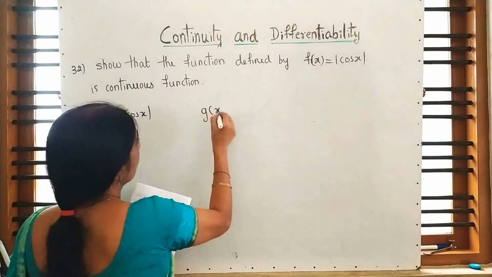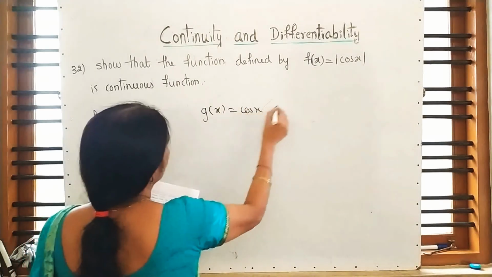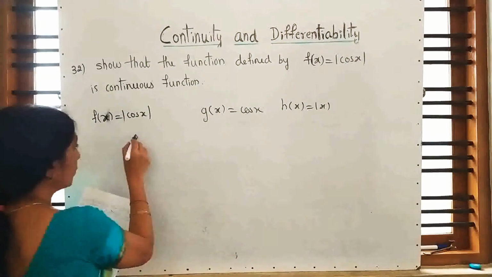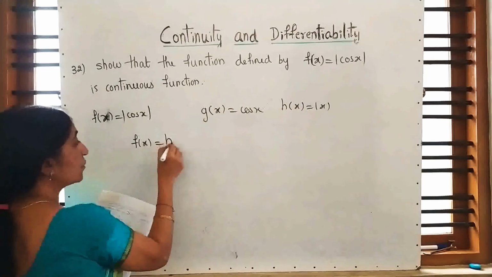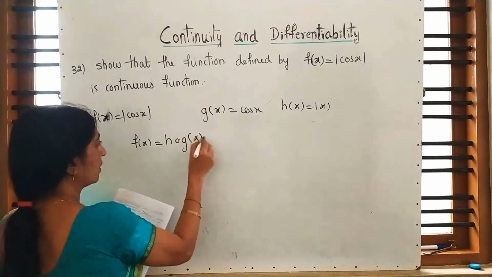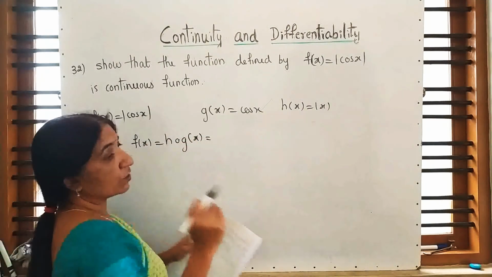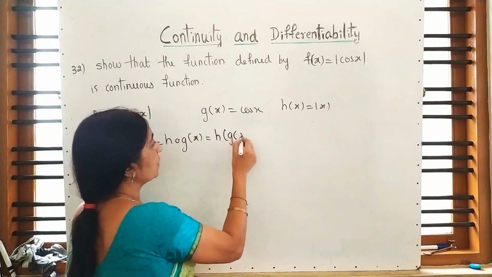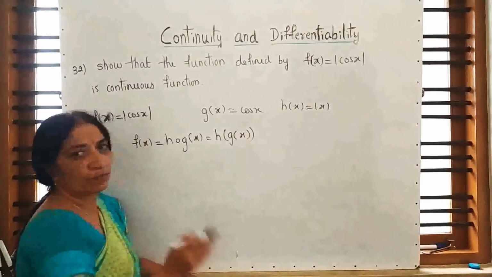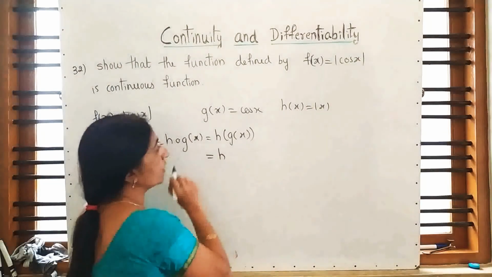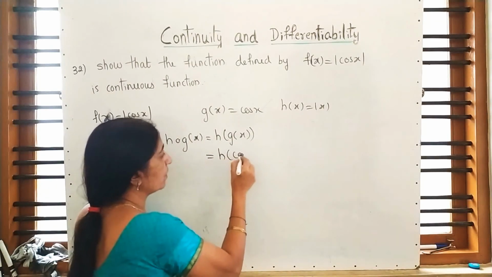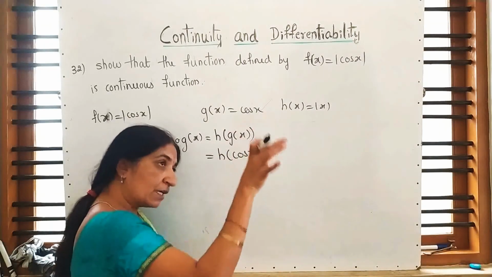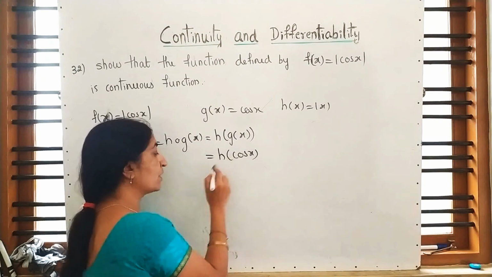If you take g of x as cos x and h of x as mod x, so f of x is what? h of g of x. I make a small change. Always it is not g of h. You can interchange, so it is h of g of x, depending on the problem. What is g of x? g of x is cos x. For h of x, whatever the term is, you write a modulus for that term. Here the term is cos x.